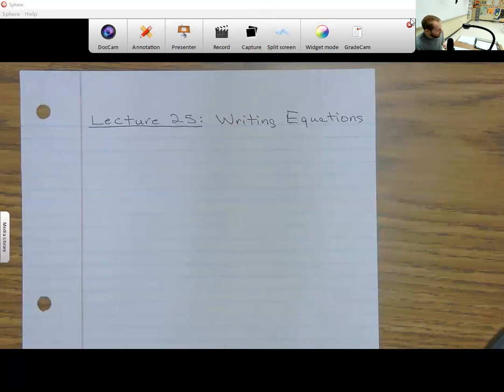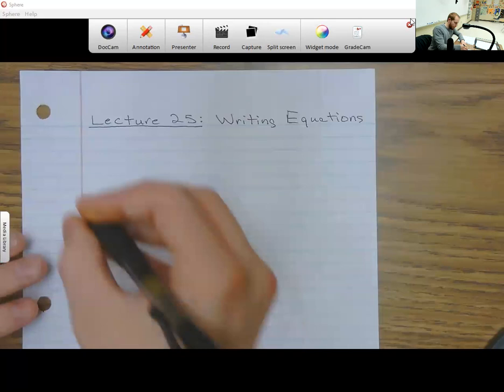Okay, so today is lecture 25, Wednesday, December 9th. We will be doing writing equations. When we write down equations, we're going to be putting them in slope-intercept form, just like we did on Monday. So let's take a minute and review what slope-intercept means.